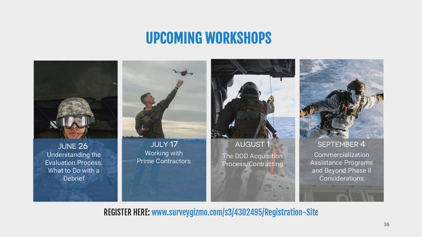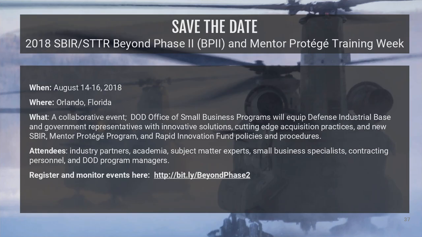On August 1st, we're doing the DOD acquisition process and contracting, really walking you through the whole DOD acquisition process and preparing you for how to look for money, how to look for different proposals, and how to prepare your company for that. And on September 4th, we'll do commercialization assistance programs and beyond phase 2 considerations, helping you figure out how to take your company beyond phase 2 and get ready to do work with prime contractors.